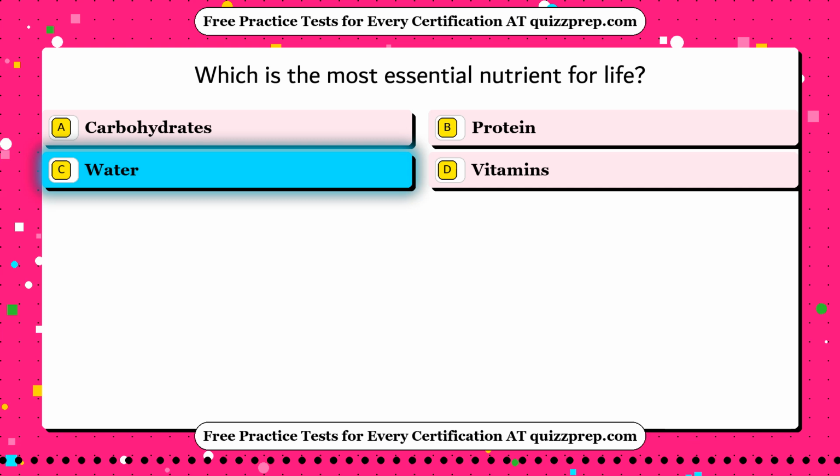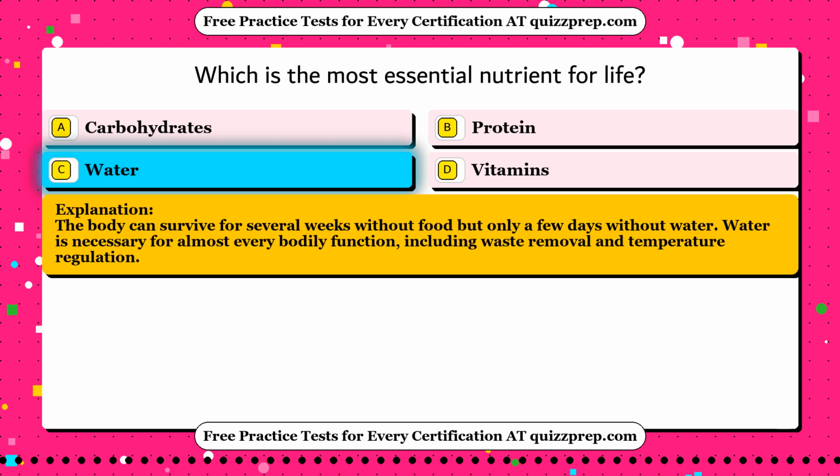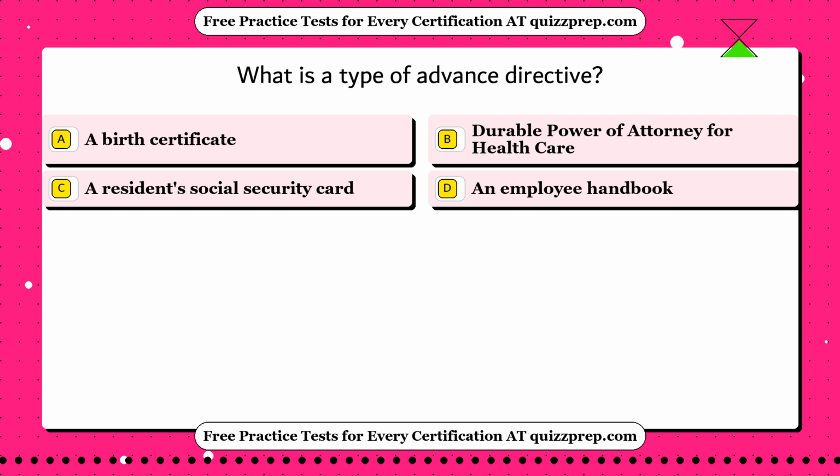The correct answer is option C, water. The body can survive for several weeks without food but only a few days without water. Water is necessary for almost every bodily function, including waste removal and temperature regulation. Question 34. What is a type of advance directive?